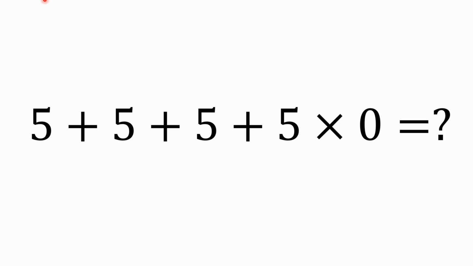Hello, we have the mixed operations problems. It's 5 plus 5 plus 5 plus 5 times 0 equals 0. And I already have a pretty good idea where some of the answers may go, but we'll see.